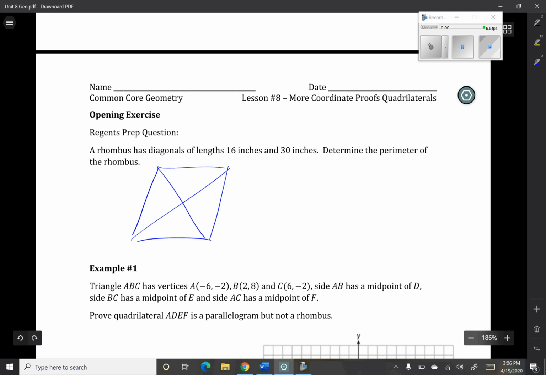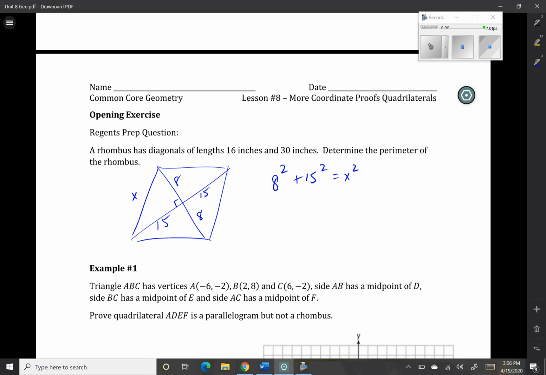Well, one of the things we know about the diagonals of a rhombus is they're perpendicular, and they get cut in half. So the length of 16 gets cut in half to 8 and 8. And the length of 30 gets cut in half to 15 and 15. And once this is determined, for the perimeter, we first have to find one of the sides. We can do that using Pythagorean theorem, because it's a right triangle.